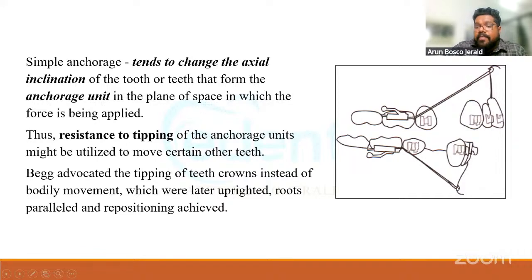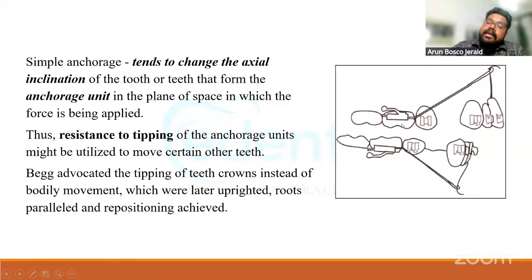That means when you keep this arch wire inside the bracket, this passively placed portion inside the molar tube will be going like this. So it will create a distal tip tendency to the molar. And the molar is a very big tooth with 3 roots. It will resist tipping. So what Begg did is he used this resistance to tipping by the posteriors as an anchorage for the retraction of anteriors.